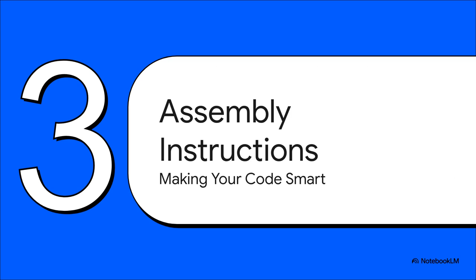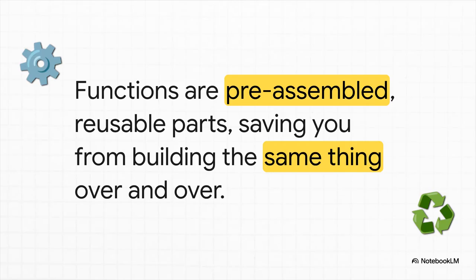Now section 3 is all about the assembly instructions. This is where we start using logic to put everything together and make our code not just work, but work smart. And the absolute key to efficiency here is the function. Seriously, think of functions like pre-assembled reusable parts. Instead of building, say, the same window frame from scratch over and over again for every window in a house, you design it perfectly once, and then you just install that same part wherever you need it. It saves a massive amount of work.